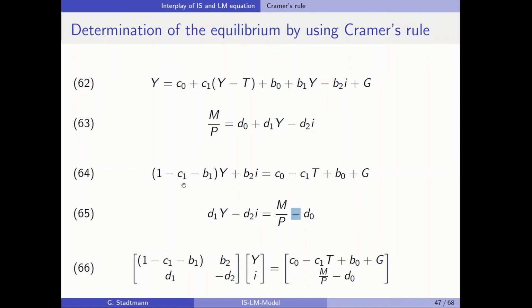In the next step, we can write these two expressions in a system of matrices and vectors. Here we have the coefficient matrix. We collect all the coefficients which are in front of y and i in the coefficient matrix. Then we have the two unknown variables, y and i, and on the right-hand side we have our exogenous variables.